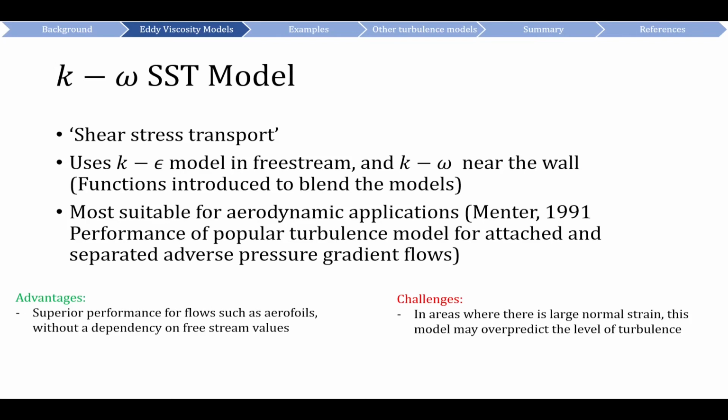This model is quite suitable for aerodynamics applications and it's one of the most popular models for aerofoils. The advantage of this model is it has superior performance for aerofoils without a dependency on the free stream values. But some challenges are that it does tend to overpredict levels of turbulence in areas with normal strain, such as stagnation points. So just like any model, you have your advantages and your challenges.